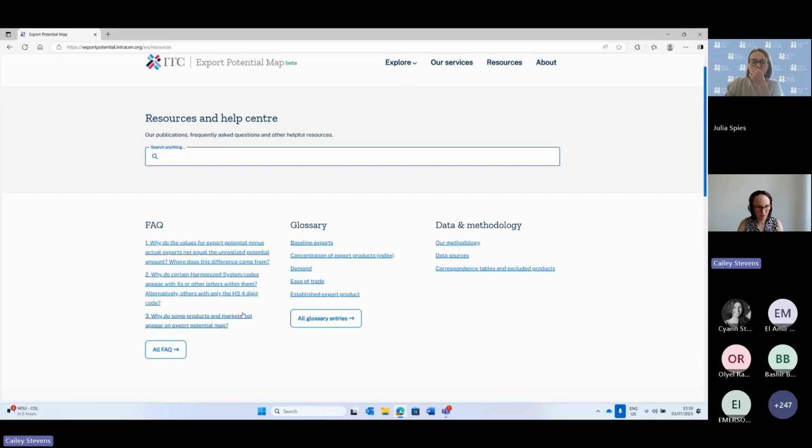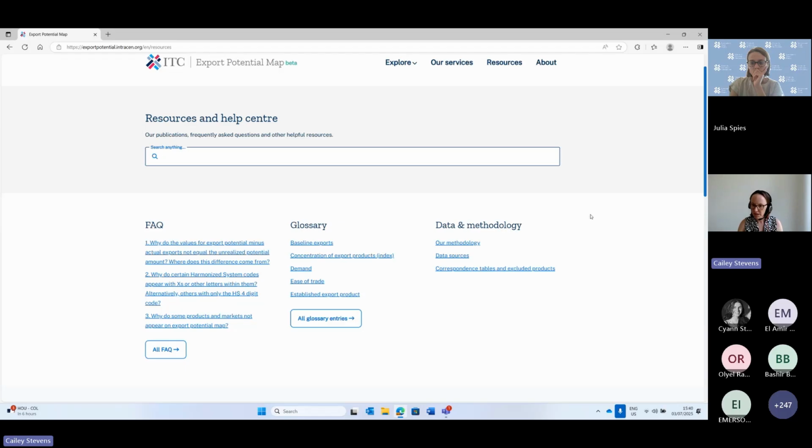And so we have our FAQs here. You can see all FAQs. We have the glossary, and the glossary has been updated and expanded. So it includes new definitions, but it also includes improved definitions. So hopefully the glossary now will also give you a non-technical overview of the model behind Export Potential Map, including how export potential and how product diversification are calculated.